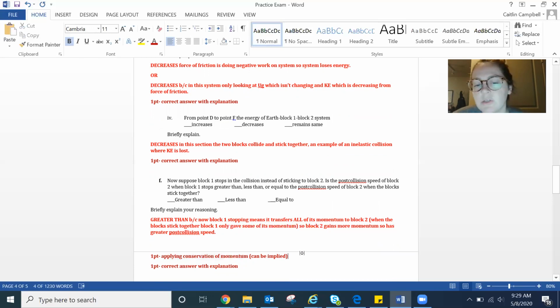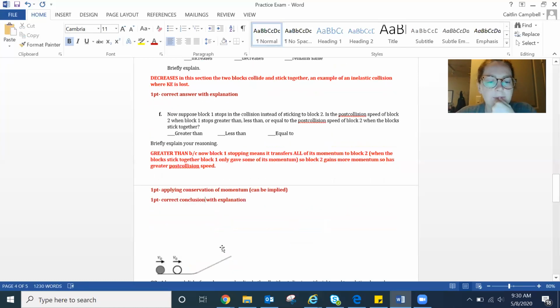So again, it's always a good idea to explicitly say since momentum is conserved, but I'm definitely implying it when I'm saying, okay, well, Block 1 loses more, so Block 2 gains more in this case. I am definitely implying that it is transferred from one to the other, so that is good. And then your correct conclusion, I'll say conclusion with correct explanation.